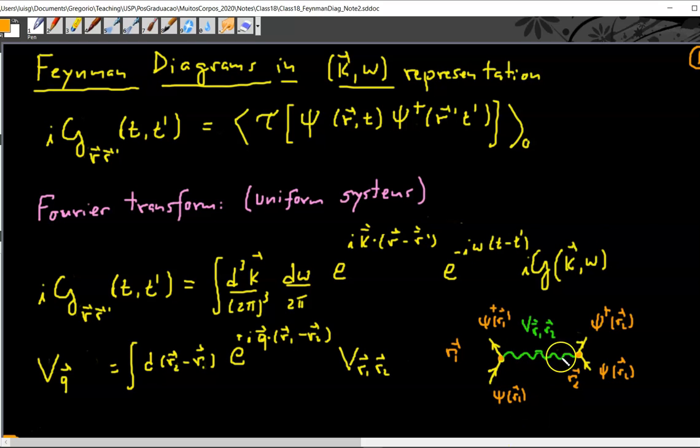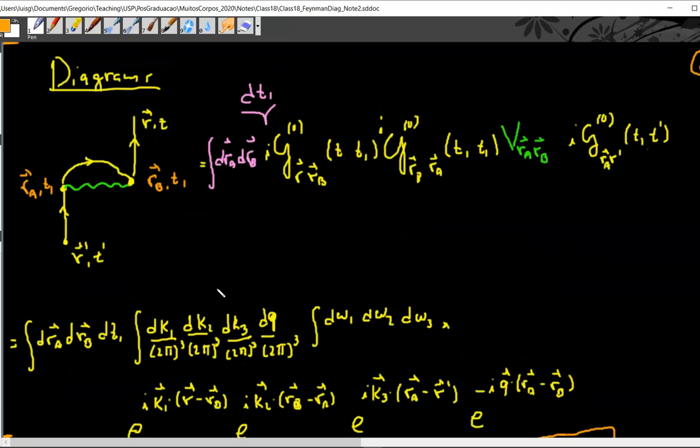So how do we actually do that in a diagram and transform the contribution for an individual diagram into this k, omega representation? So let's see how that works. Let's take one of those diagrams that we drew, one of the two. I'm taking the one without the loop so that this might be a little bit more clear. But if I go into coordinate space, I have a propagator that goes from r', t' to r, t. And there's one line in between.